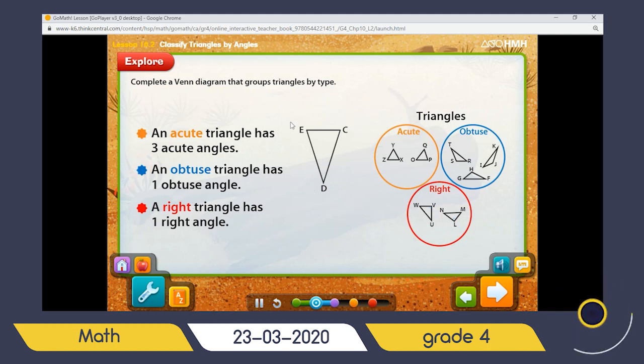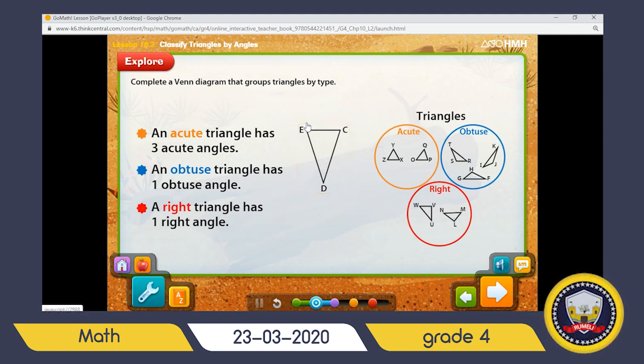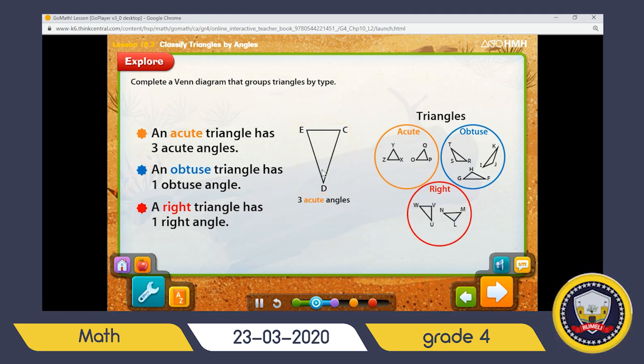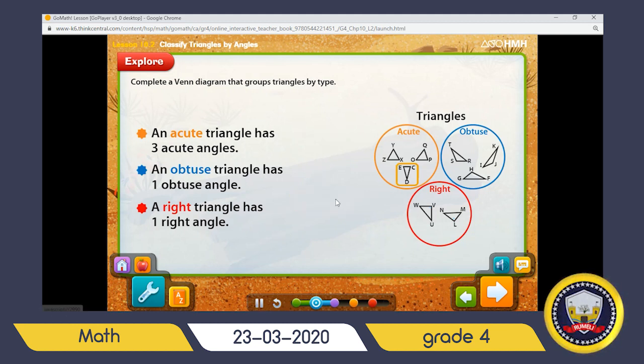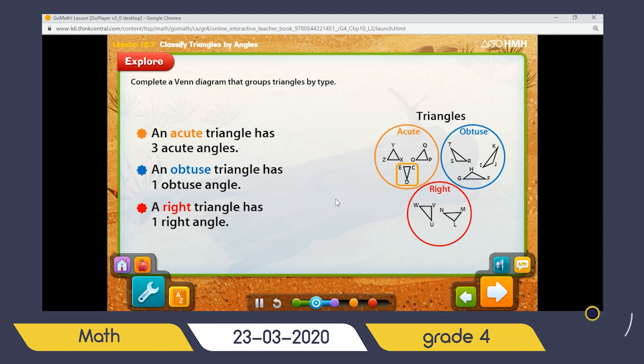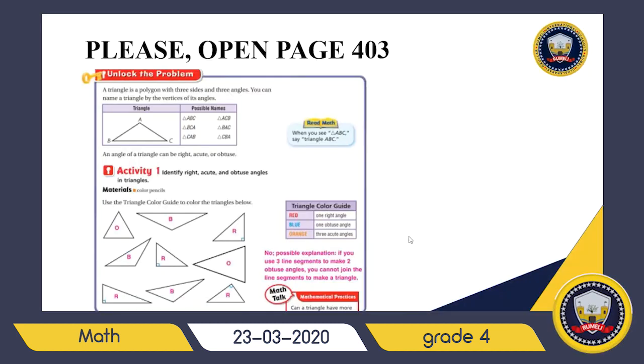What about this triangle? CDE, triangle CDE. When we check the shape, we can see three acute angles. If it has three acute angles, it represents an acute triangle. Good job. Okay, now let's check your book.